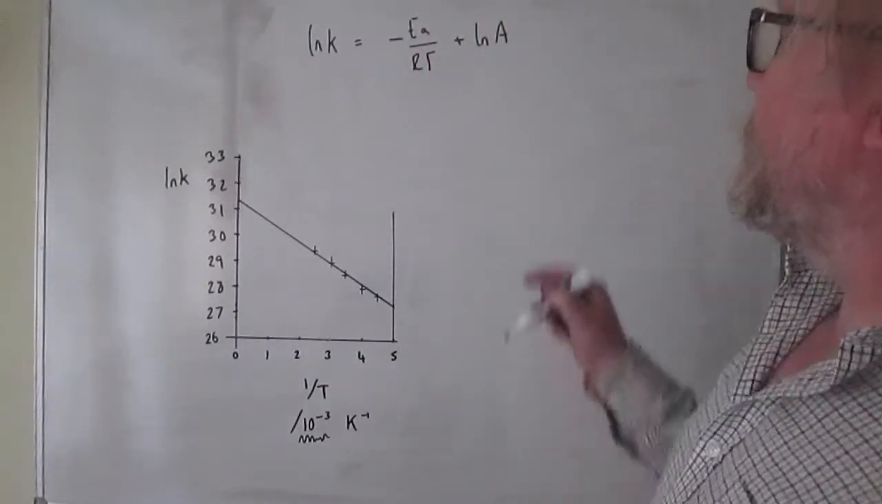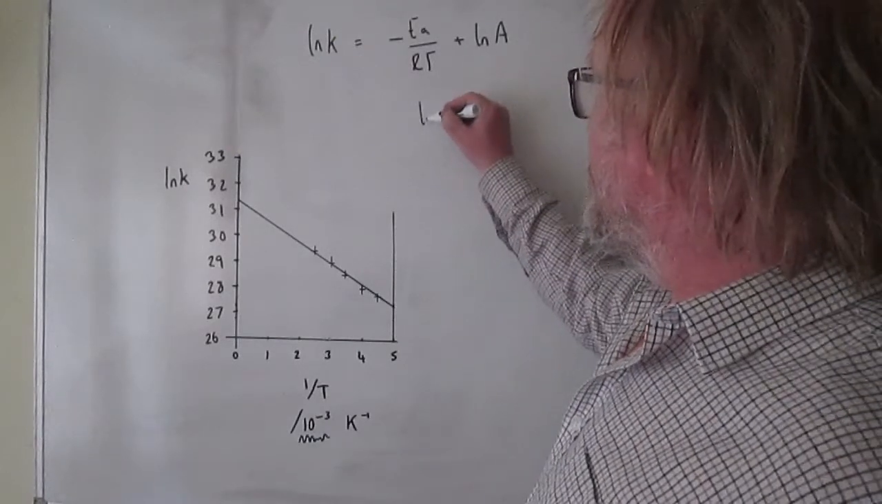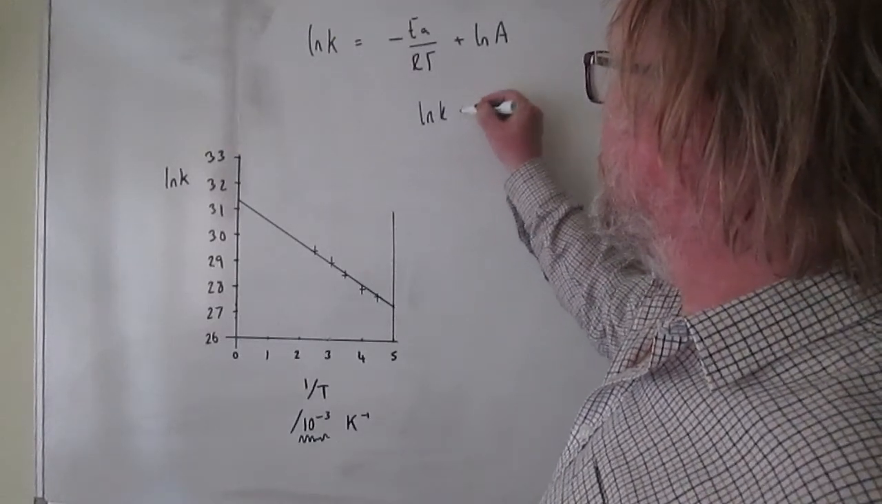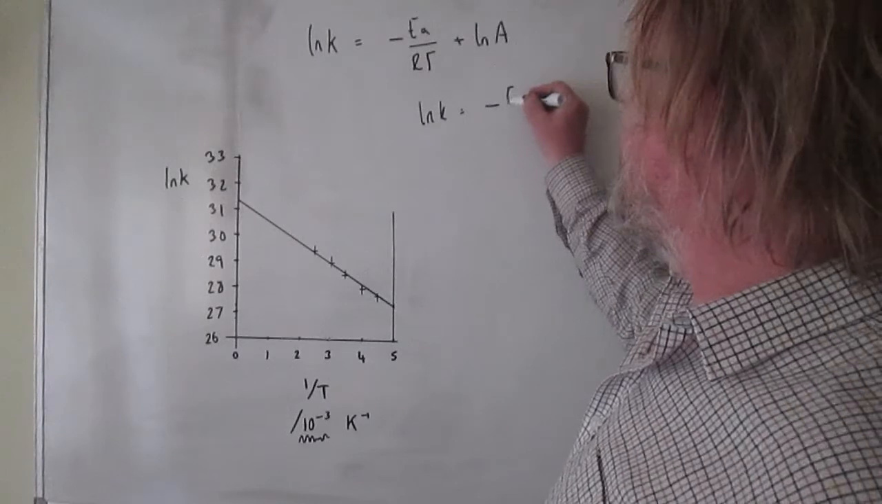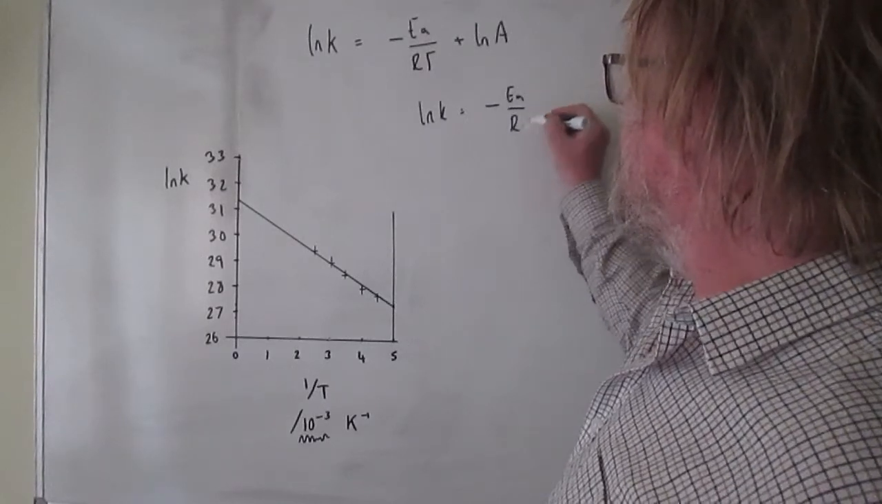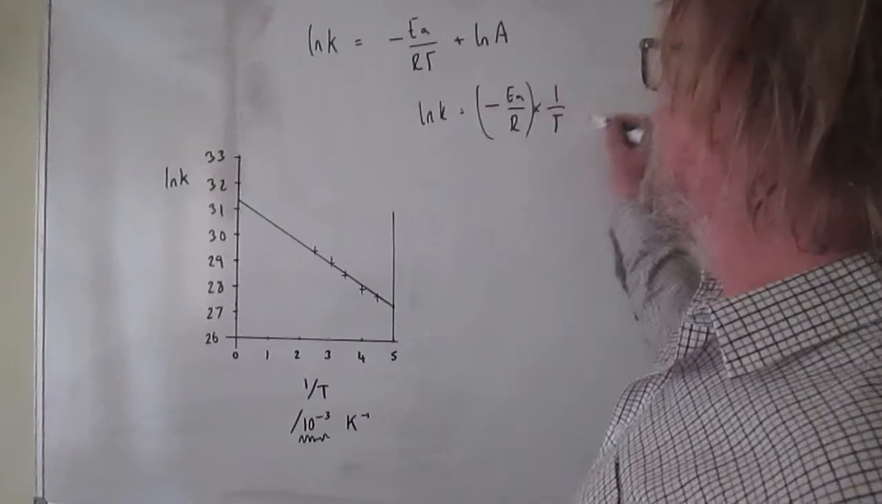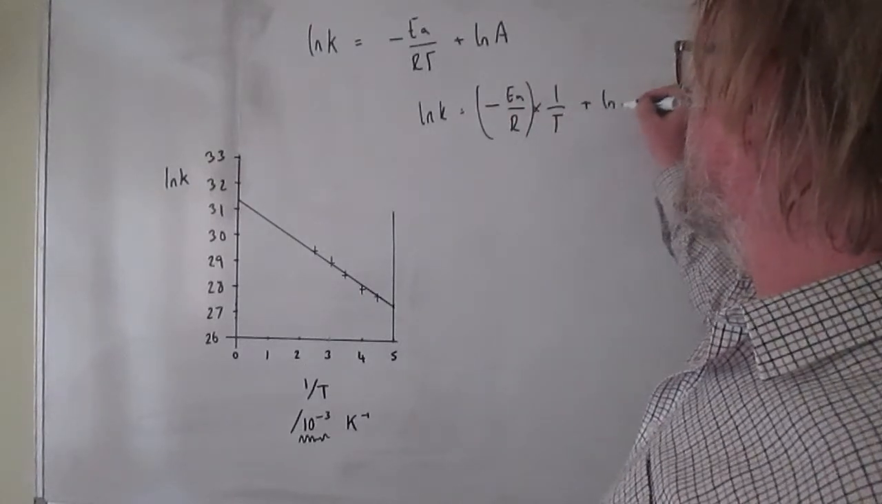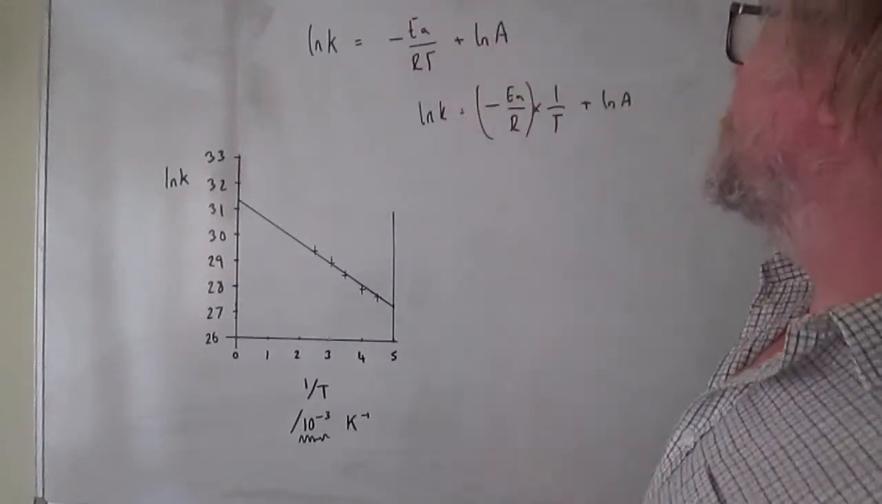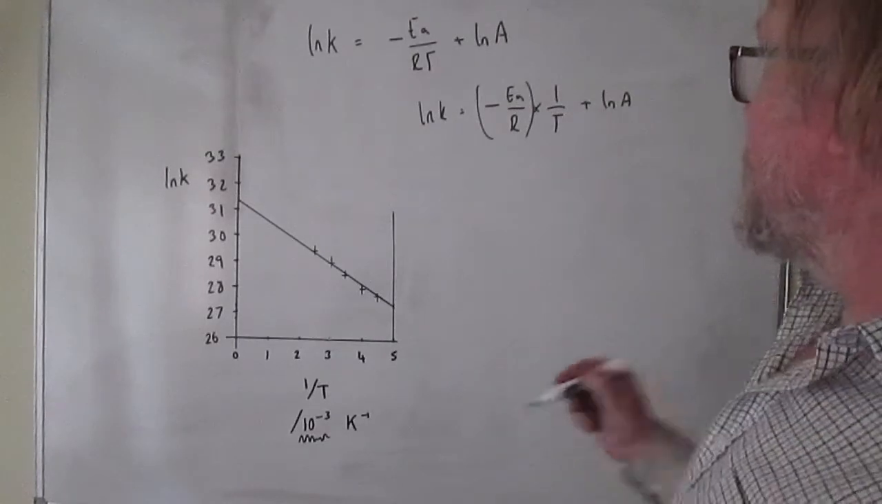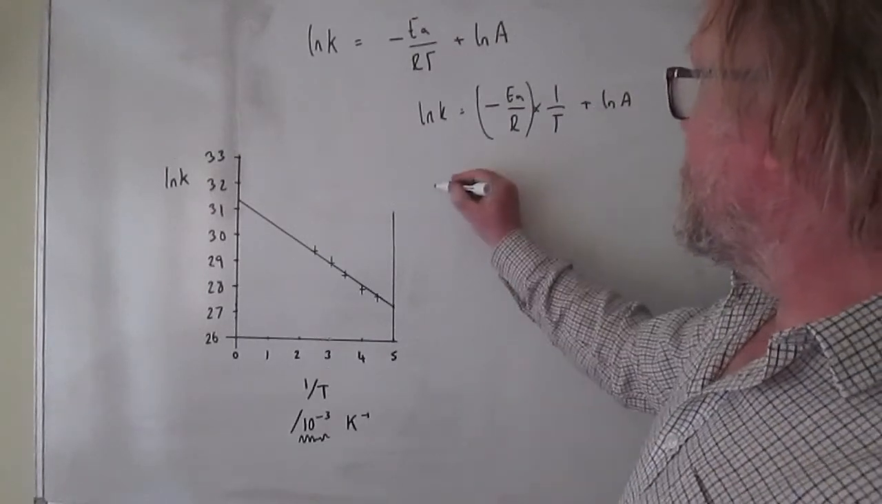Now if you just rewrite that ever so slightly like this, natural log of k is equal to minus EA over R times 1 over T plus the natural log of A. So that's basically just opening out that term a little bit. You can see that that's the equation of a straight line.